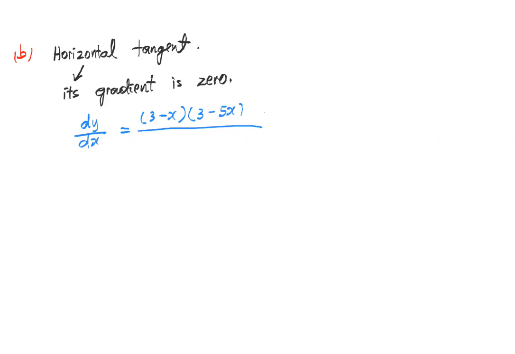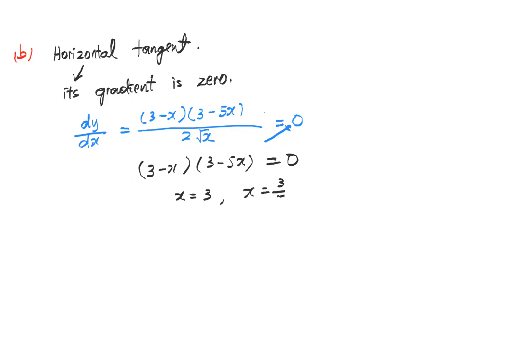The whole thing over 2 square root of x, correct? So we equate this equal to 0. If you cross multiply, anything multiplied by 0, you get 0. Am I right? So you have 3 minus 5x is equal to 0. So your x will be equal to 3 and your x equal to 3 over 5. So these are the 2 points that the tangent is horizontal.